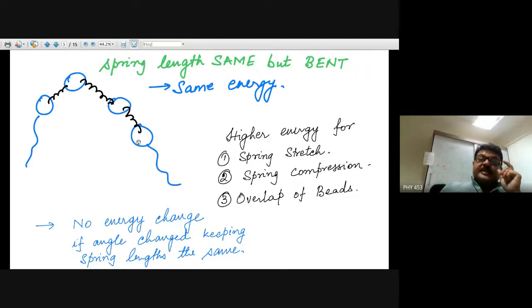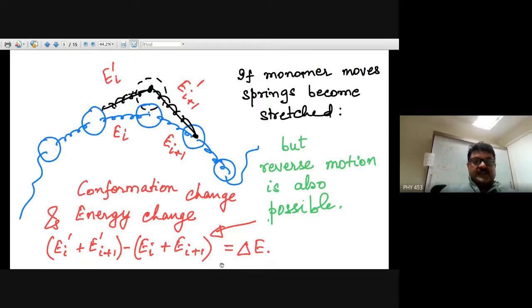And if two beads, while these monomers are moving around, diffusing around, overlap, then there would be some repulsion, and that again would have higher energy. But on the other hand, if this polymer changes conformation so that the angle between bonds is changed, keeping spring length the same, then there is no energy change, right? There will be completely no energy change, and that microstate will be equally accessible.